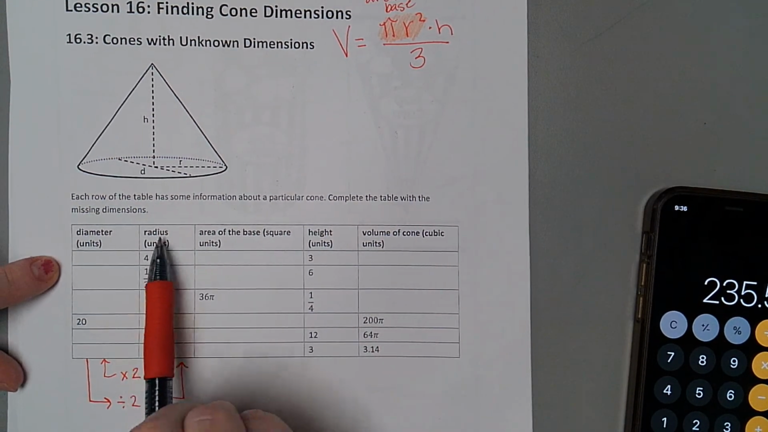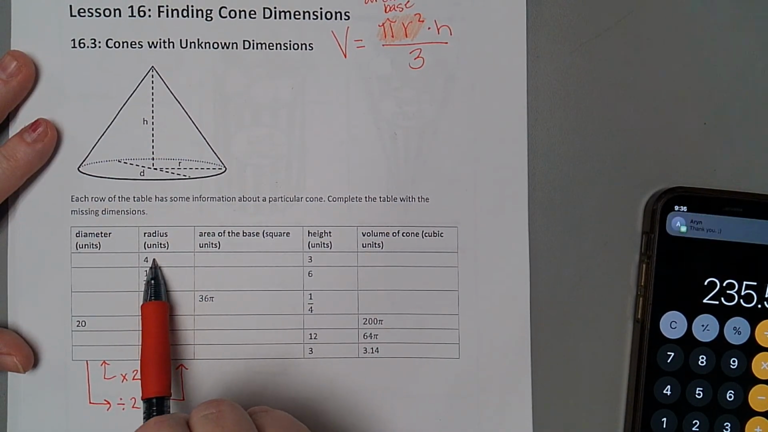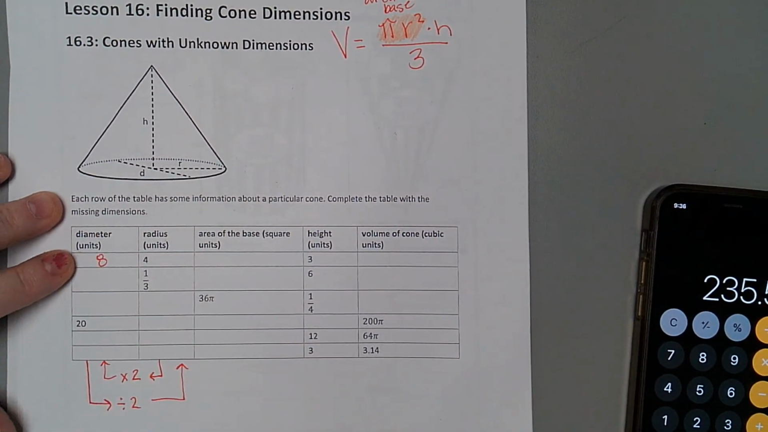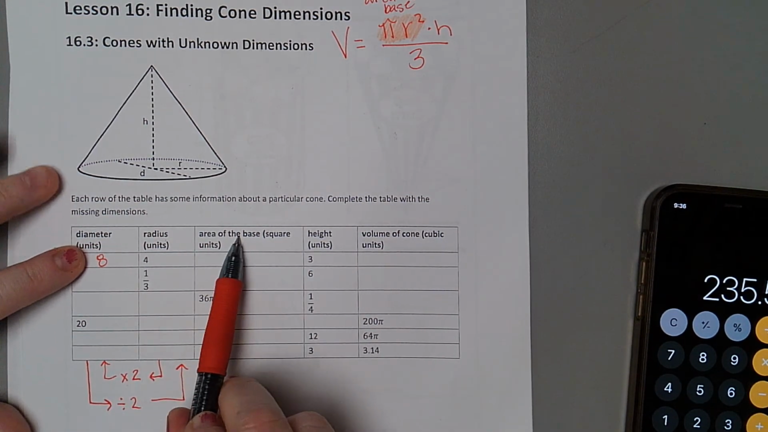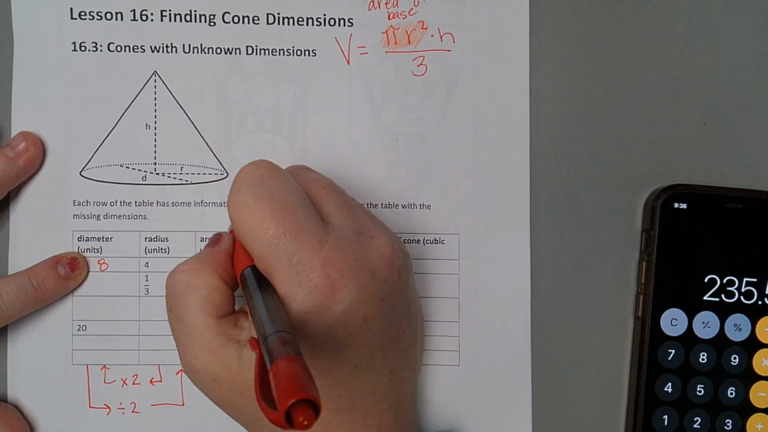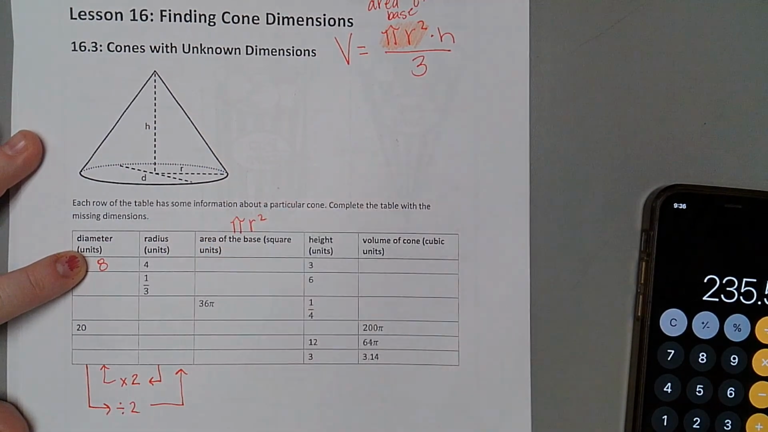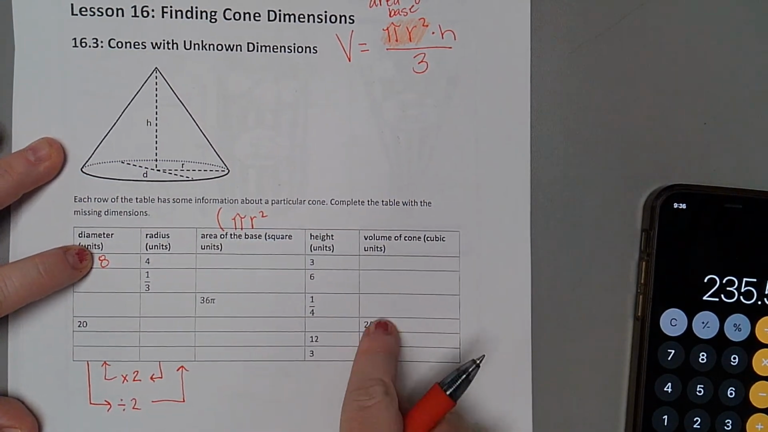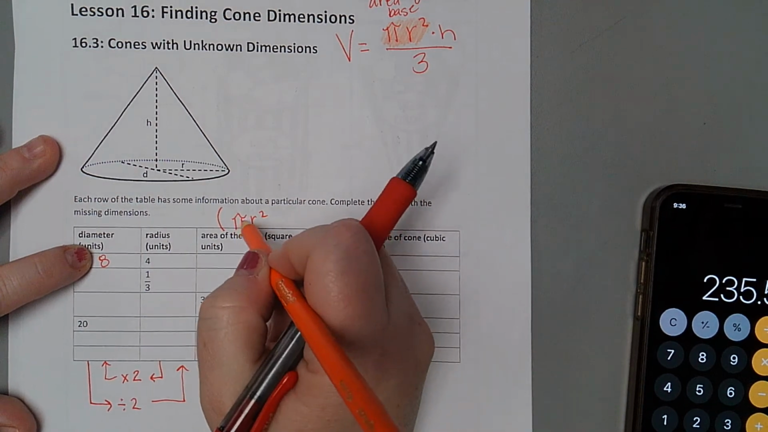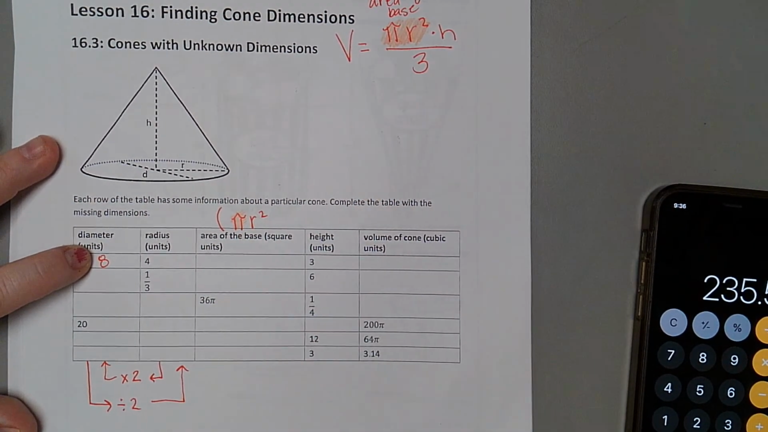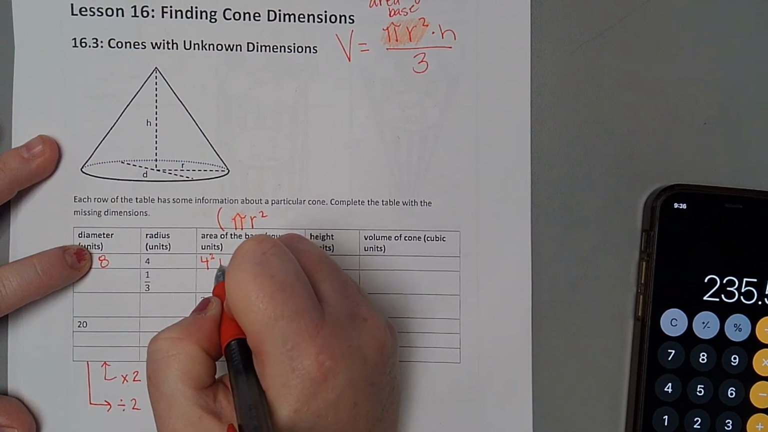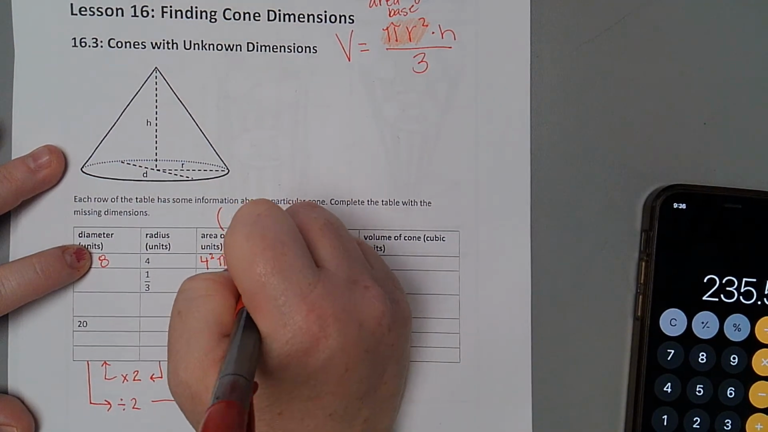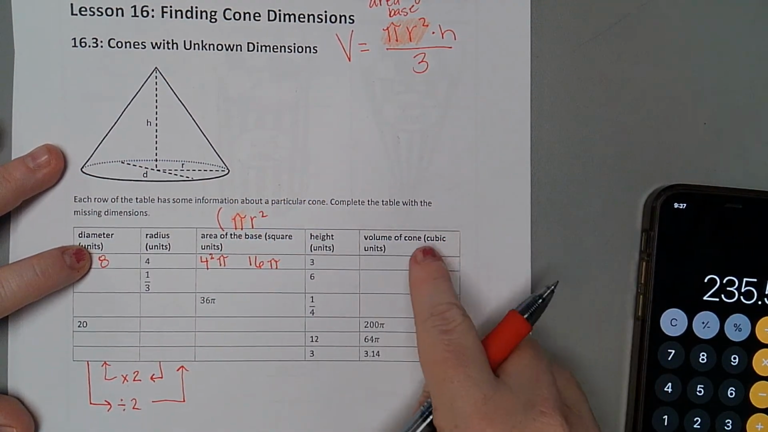All right, on this first one, we know the radius is 4. The radius is 4. Our diameter would be 8. 4 times 2 is 8. Area of the base is pi r squared. Let's write that right here so we don't forget it. And over here it tells us that it's leaving it in pi. So we're going to leave all of our pi's alone. So we have 4 squared times pi. 4 squared is 4 times 4, which is 16 pi.